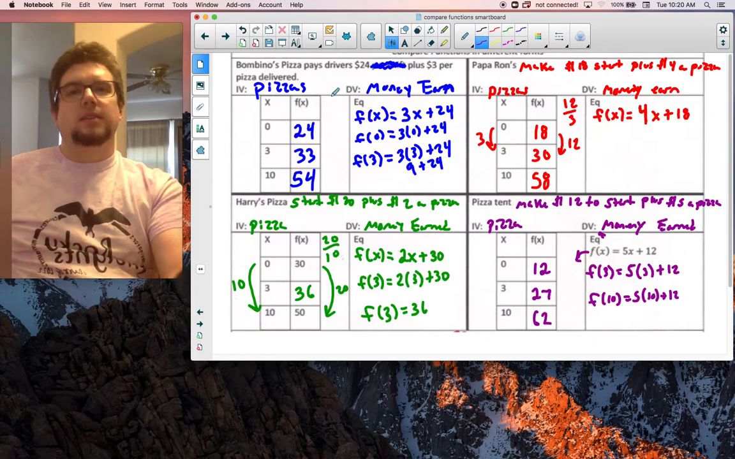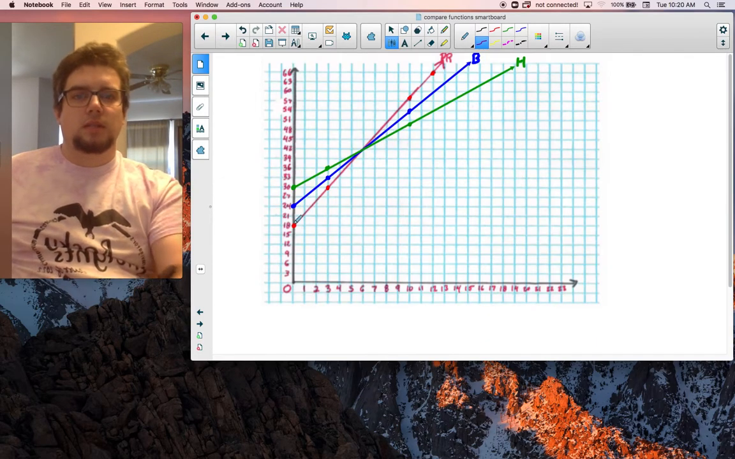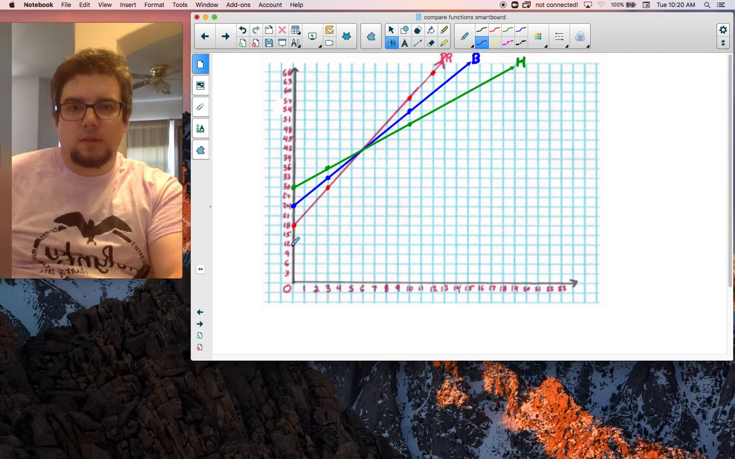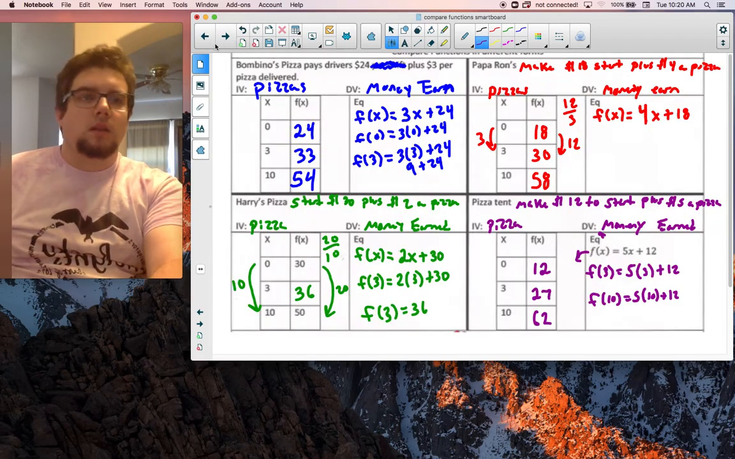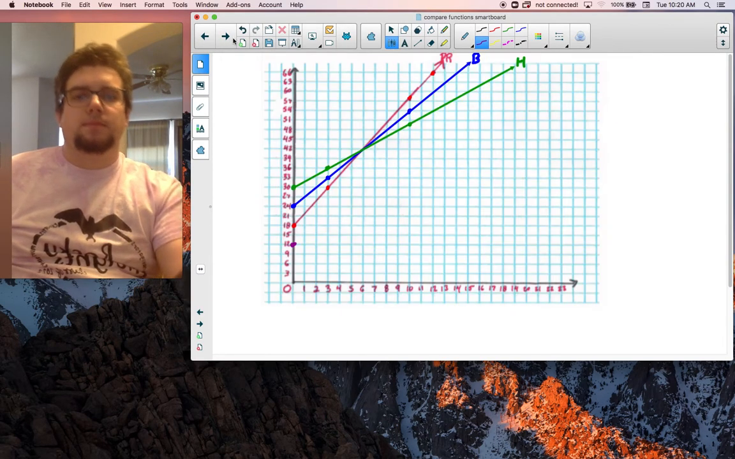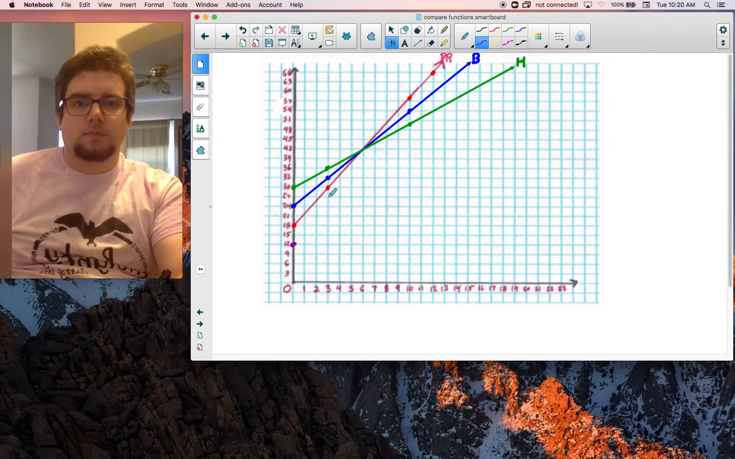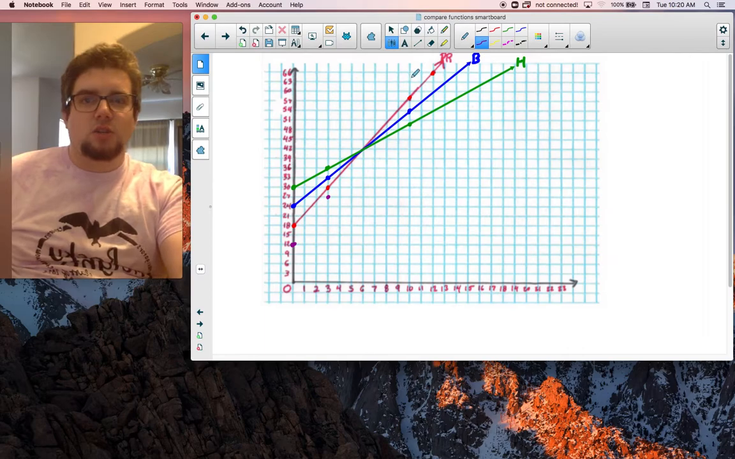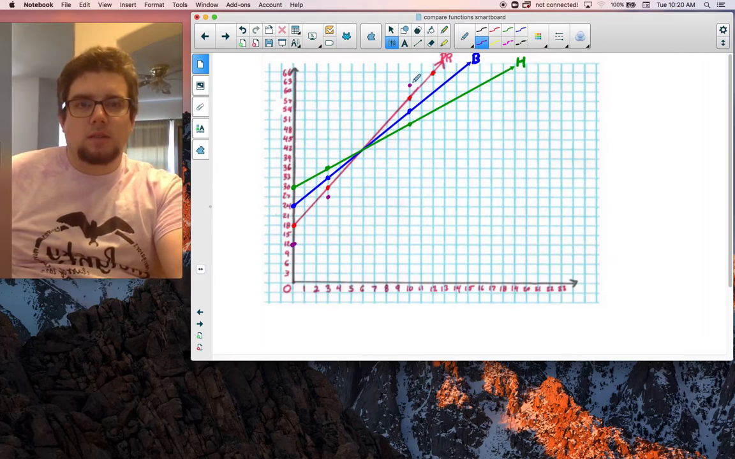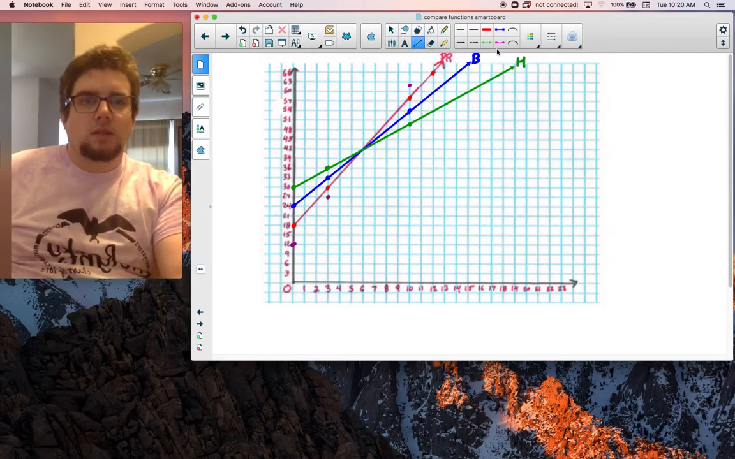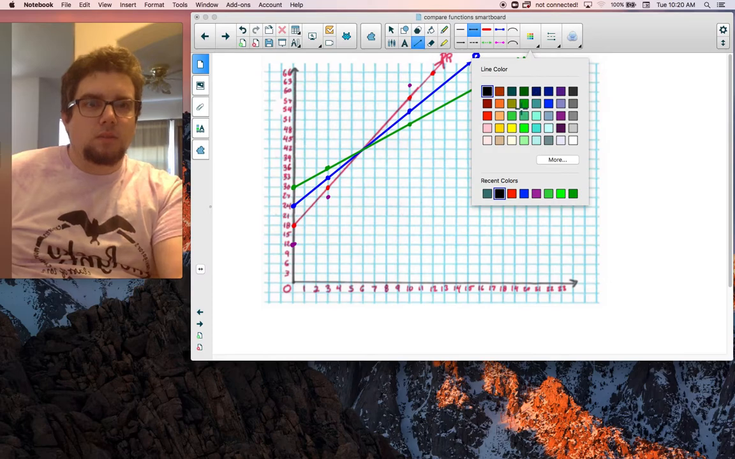So let's copy this onto our table. 0, 12. 3, 27. And then 10, 62. So again, right below the 63, 62. Yes, I purposefully made these graphs look the way they do.